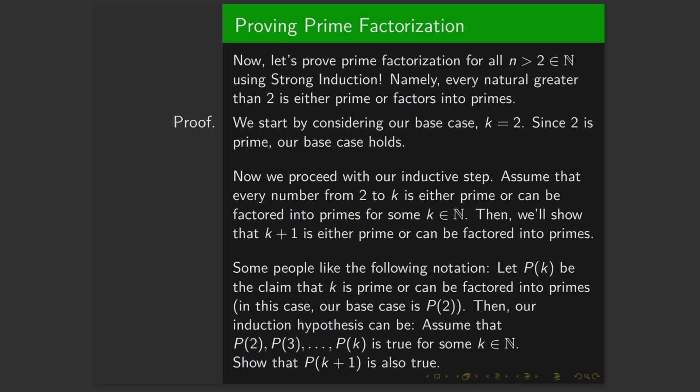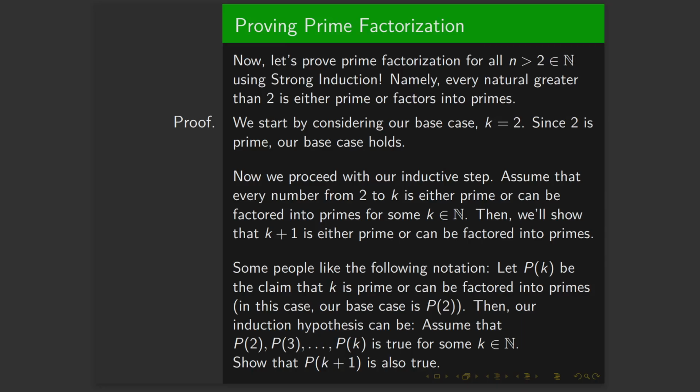Let's just start. Our base case is going to be k is equal to 2, not 1. Our base case is going to be 2, and 2 is a prime number, so that's fine. Our base case holds. Now we're going to proceed with the inductive step. So then we're going to assume that every number from 2 to k is either prime or can be factored into primes for some random k, or for some random lily pad k. Then we'll show that k plus 1 is either prime or can be factored into primes.